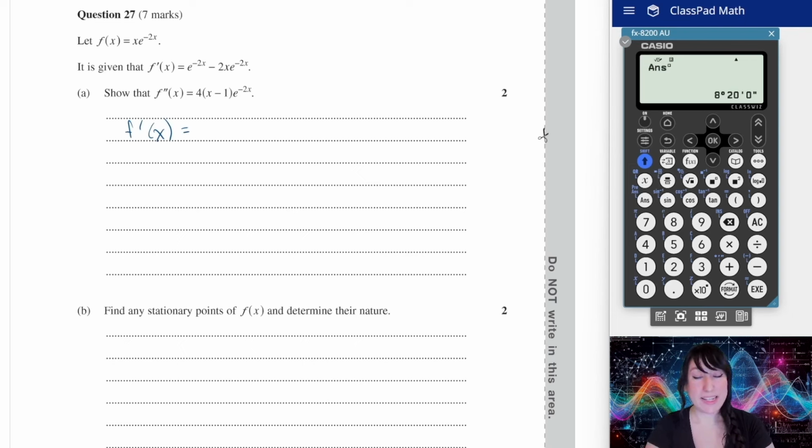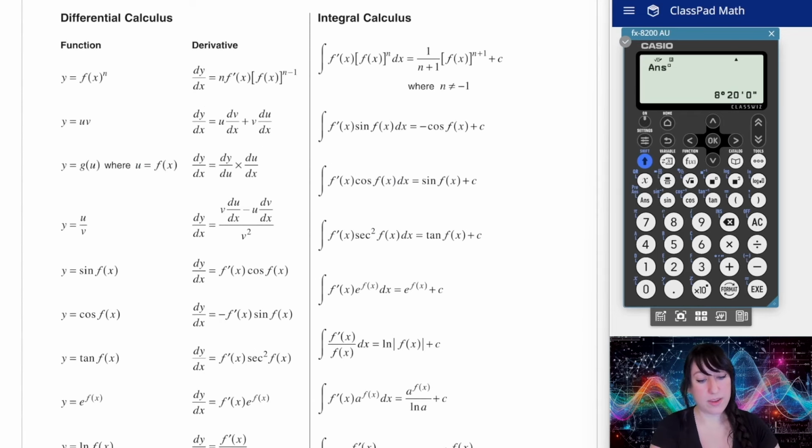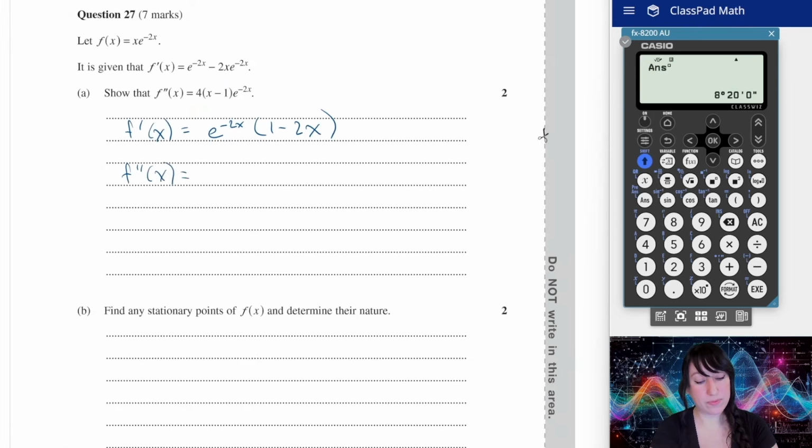We can factorize out e to the negative 2x. That just means we have a simple product rule to work out here. Now, if you need a reminder, the product rule is on the formula sheets. The product rule is u times the derivative of v plus v times the derivative of u. So if we take the second derivative, we'll have e to the minus 2x, which we might treat as u, times the derivative of the second function, which is in the bracket, which will be negative 2, plus, now we'll have the second function, 1 minus 2x, times the derivative of the first one, which is negative 2 times e to the negative 2x.